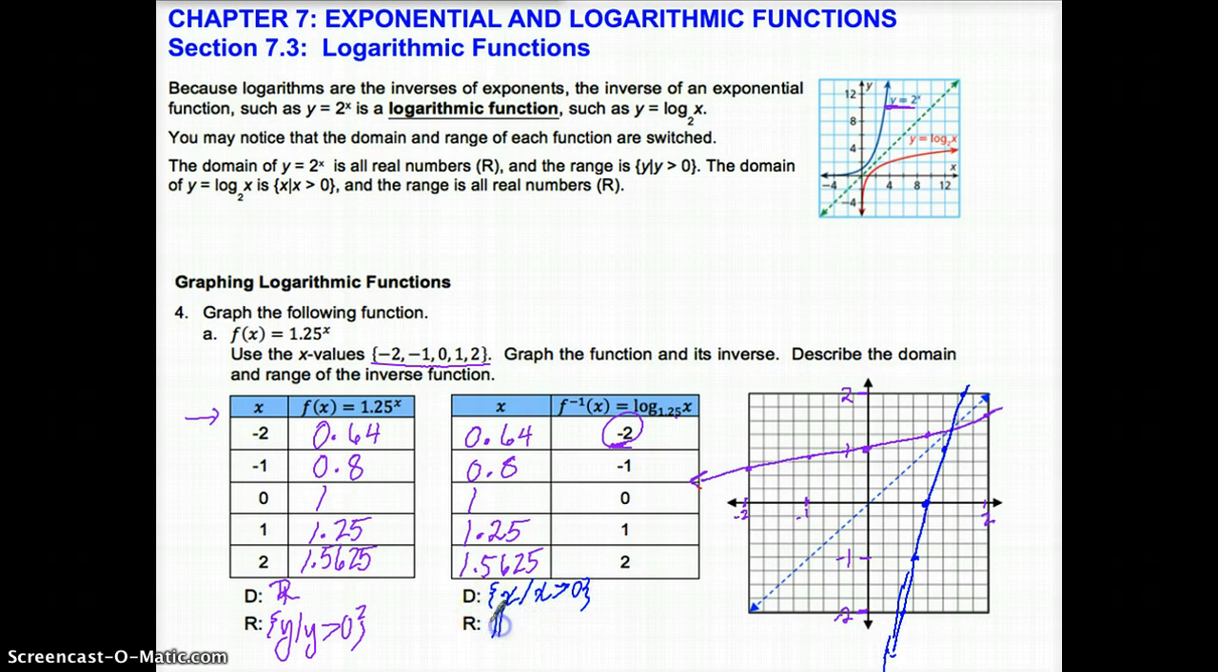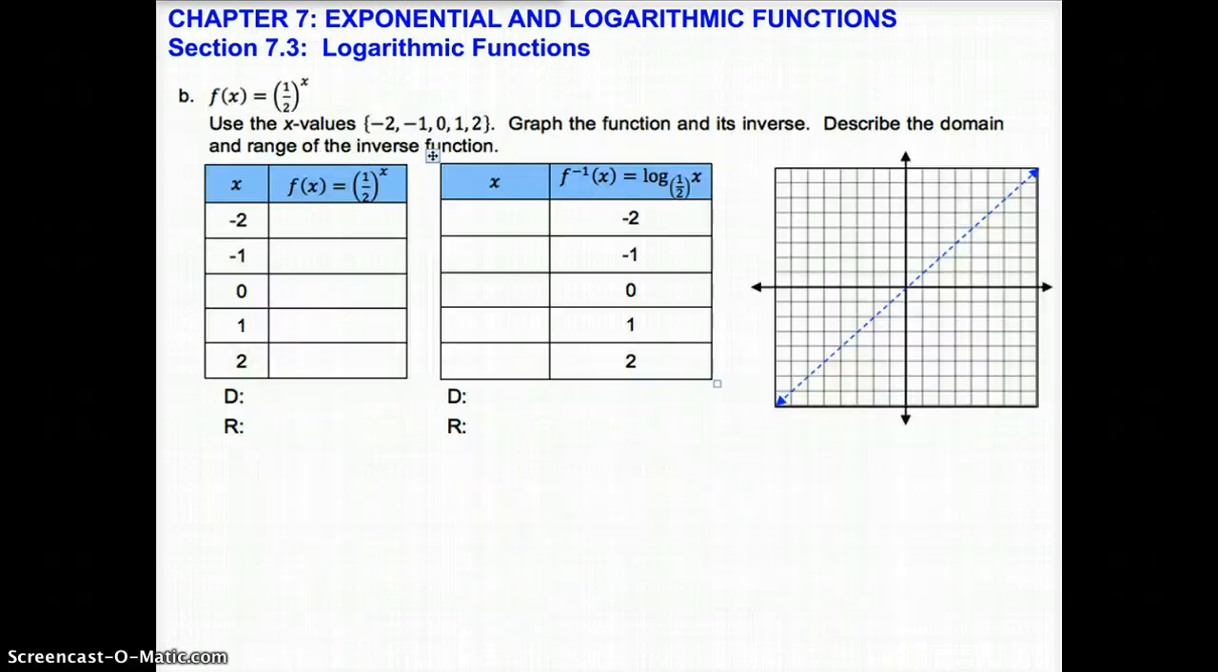And then the range is going to be the set of all real numbers, because we have no limitations in the y direction. So I'd like you to take a look at the next problem, and if you would pause this for a minute, try to fill these out and graph that problem.